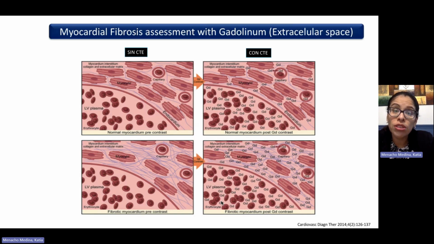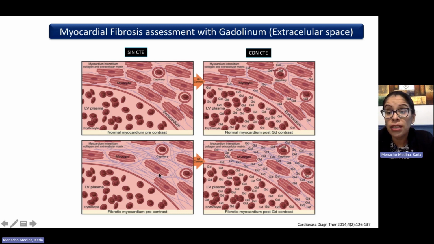Regarding fibrosis, I want to highlight here that this should be done with late gadolinium enhancement, which in general, once it's injected, will go from the blood pool into the extracellular space. And if there is any major scarring or fibrotic myocardium, there will be more distribution of the gadolinium in this area of scarring and fibrosis, and that will be what we will see in the pictures.